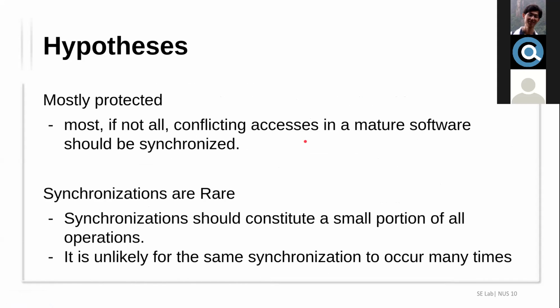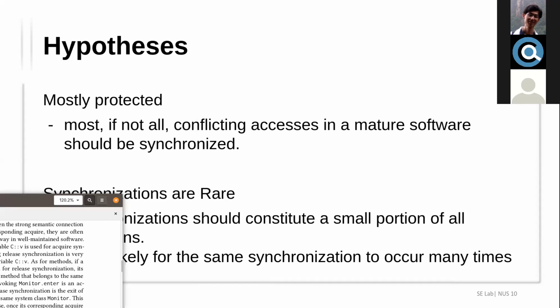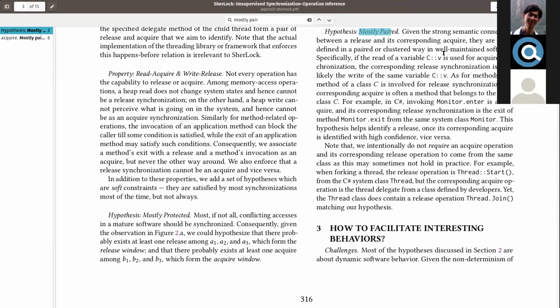Mostly protected is that the conflicting accesses in mature software should be synchronized. Let me find the exact words. I suggest you prepare those definitions instead of searching in the paper. Right, because it's also somewhat arbitrary, I feel. Given the strong semantic connection, the authors define this as paired, and mostly protected is here.